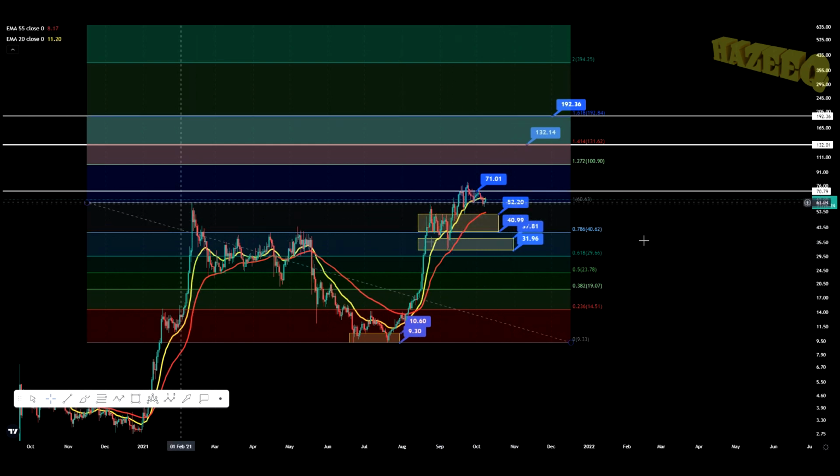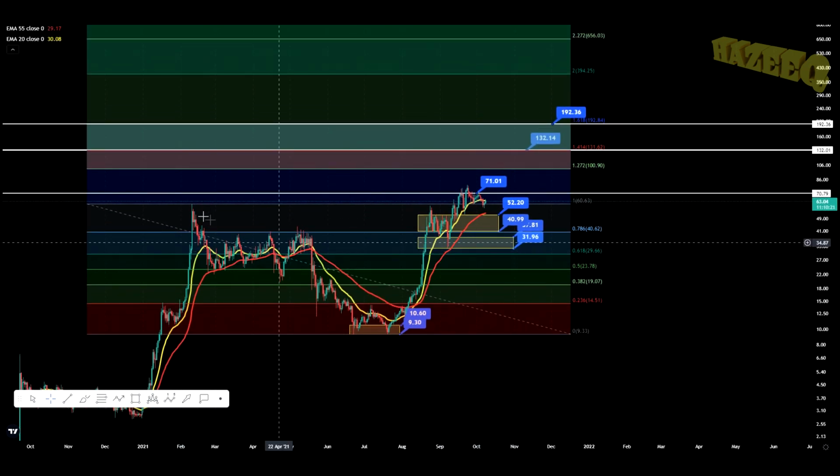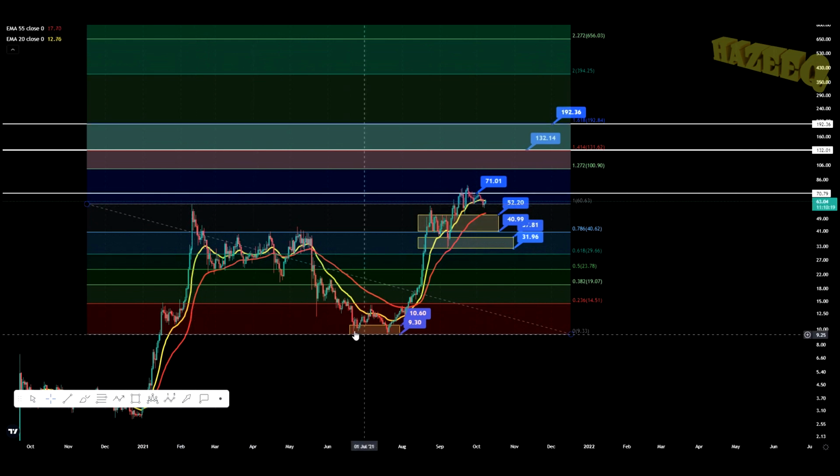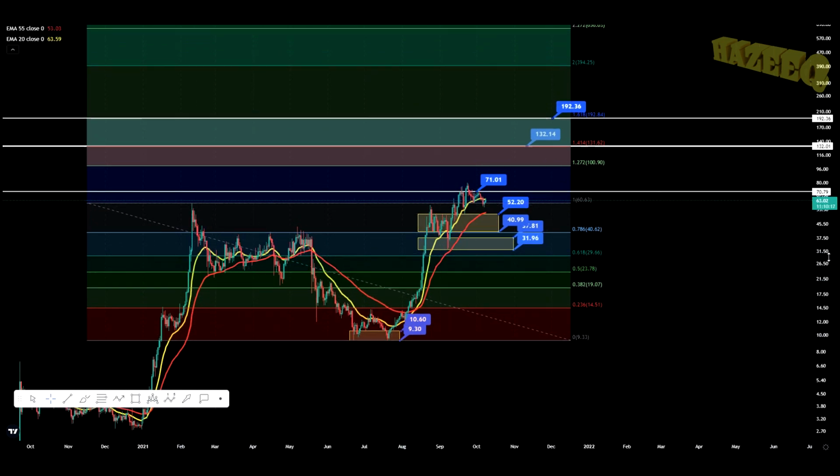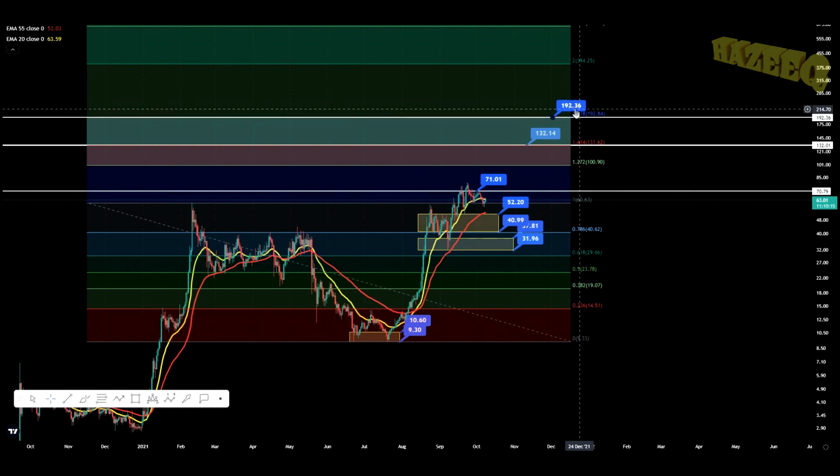Now, jumping into the daily chart, we're on TradingView. We have our fib set up as always from the all-time high to the swing low in June. And from there, we can see our impulsive wave target at $192. So that's what we're targeting by the end of this bull market.